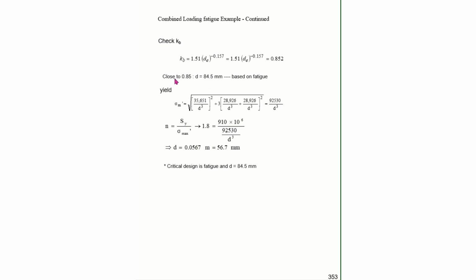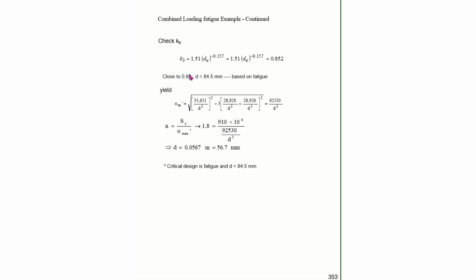So is 0.85 close enough to the 0.852? And it certainly is. So we do meet that assumed solution criteria, and the D that we solved for is fine.